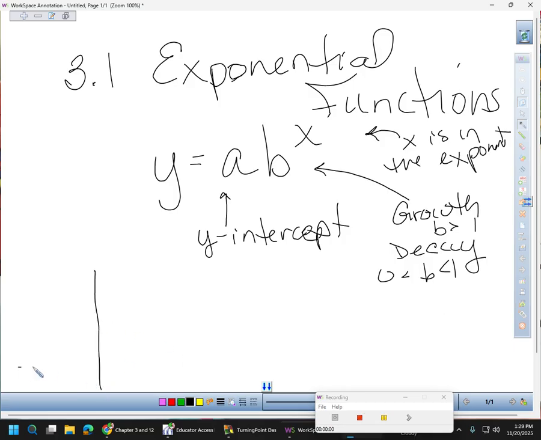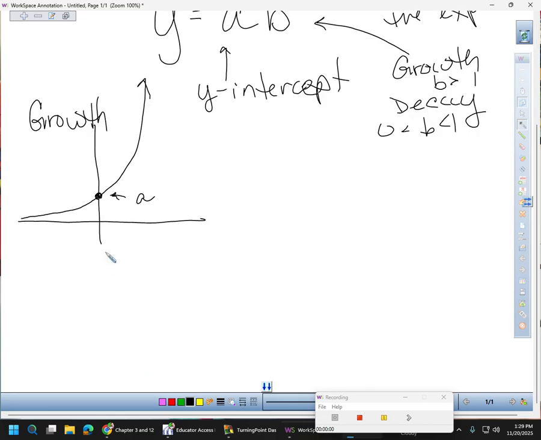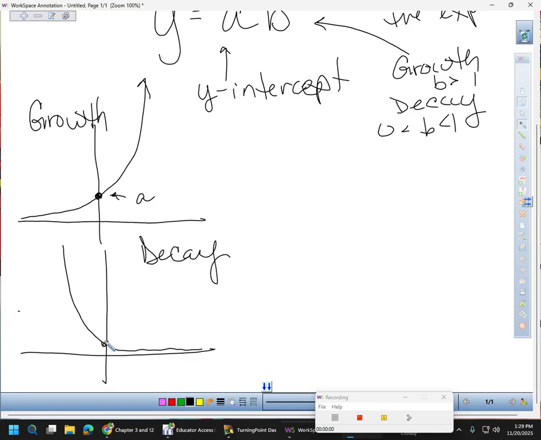So just to remind you, a growth starts close to the x-axis and grows quickly. This is growth. This, of course, is your A value. If we have decay, decay starts big and gets small quickly until it gets closer and closer to the x-axis. This one is decay. And of course, this value where it crosses the y-axis is the A value.